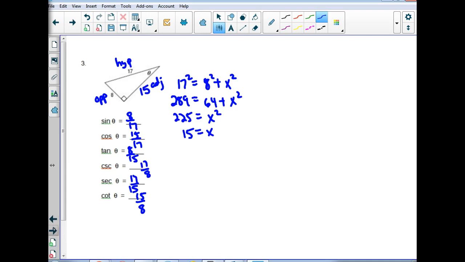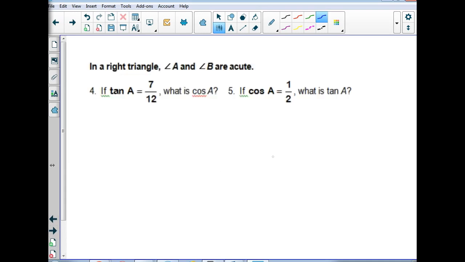All right, this is still on the same page. In a right triangle, angle A and B are acute. So we'll call angle C the right angle. So I'm going to draw a generic triangle and label it ABC with C the right angle. And it said it was a right triangle, so we had to have a right angle in it. Didn't mean to cross that word out, but okay.